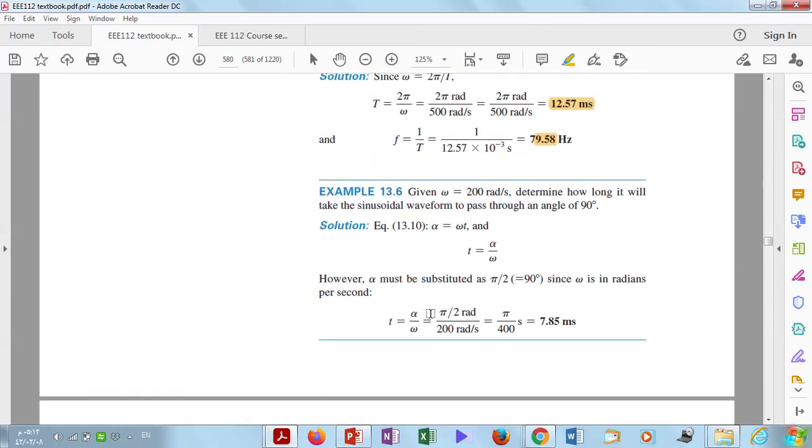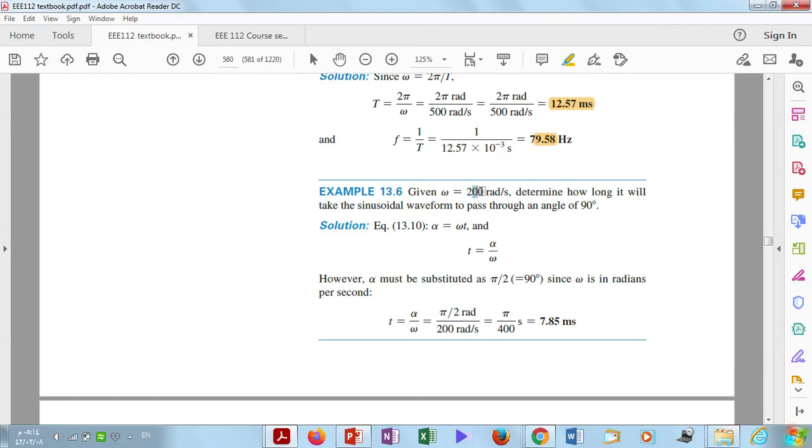Here is another example, the third example. Given omega 200 radian per second, determine how long it will take. What does this mean? He is asking about the time, for the sinusoidal waveform to pass through an angle of 90 degree. We know that alpha equal omega t. But what about if we need to find t? This means t equal alpha over omega.